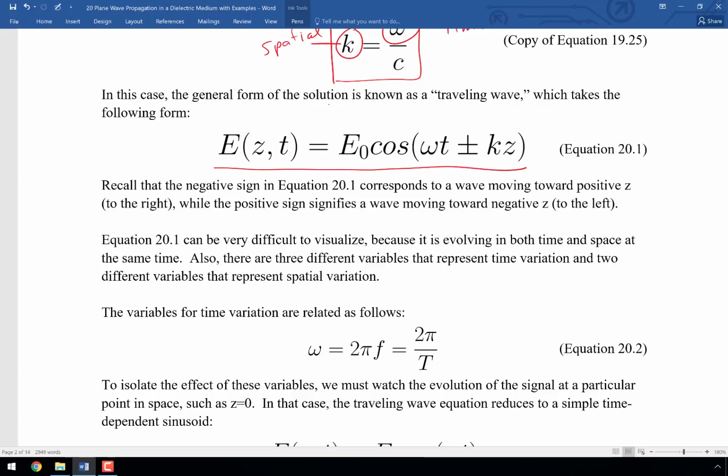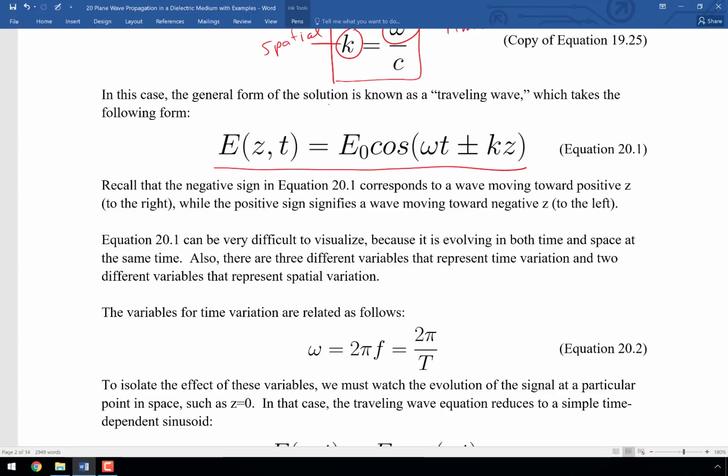So what we're going to do is we're going to try to look at this equation from two different perspectives. We're going to try to visualize this, first of all, thinking about time variation. So what I want you to picture is that we're going to sit at a particular point in space, maybe z equals 0, maybe z equals 100, but we're going to sit there and we're going to watch the waves going past us, sort of like sitting on a beach and watching the waves as they roll up onto the shore.